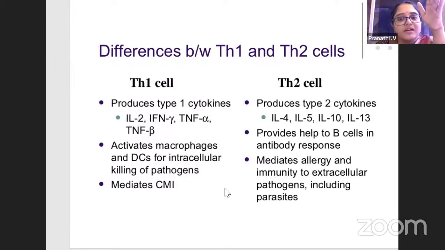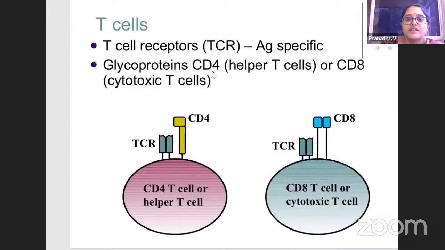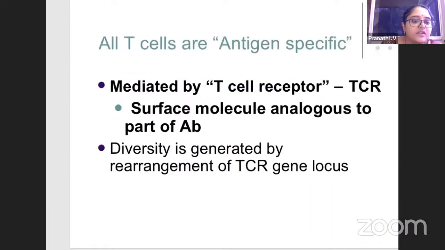So you have T helper 1, T helper 2. Different types of cytokines are produced, different types of interferons are produced in TH1. TH2 has interleukins that are used. They help in providing the B cells in antibody response, whereas over here macrophages and dendritic cells are activated. And you have your cell-mediated inflammatory pathway that is being triggered over here. Whereas over here you have your allergy to extracellular pathogens. So this is how the T cells are present. We will just look into it in the next class.